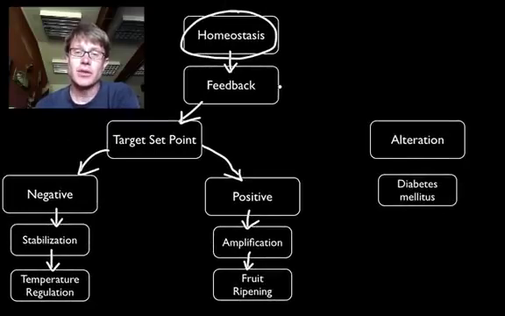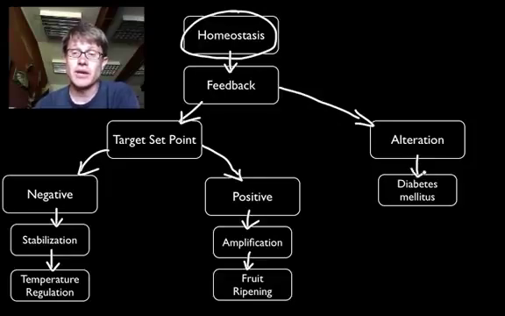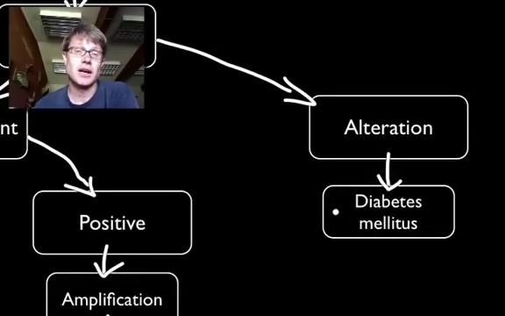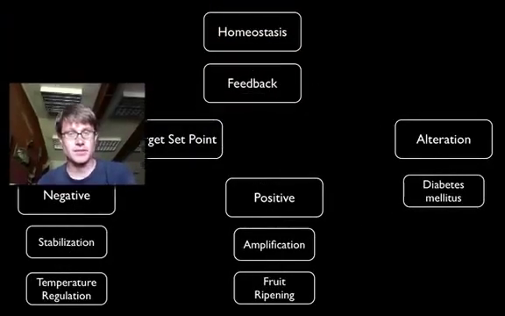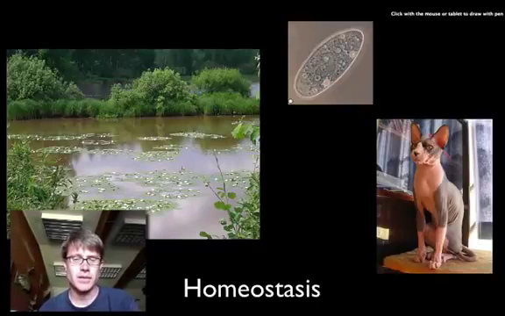Now with a feedback loop, you can always have mistakes. You can always have alterations in that feedback loop, and that can lead to tragedy. An example would be diabetes, a problem in creating insulin or sensing that insulin. That's just a problem in a feedback loop, and it can lead to really bad things. And so let's start with homeostasis.